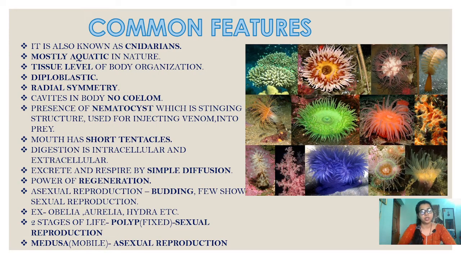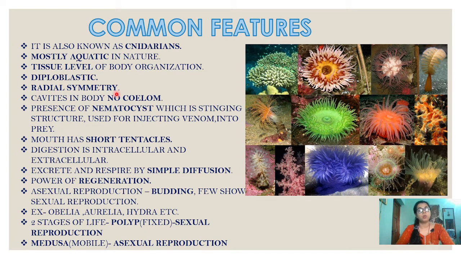What are the common features of phylum Coelenterata? Coelenterata are also known as cnidarians and they are aquatic in nature. As we have discussed, Porifera were also aquatic creatures. These invertebrates are mostly aquatic and have a tissue level of body organization, that is, their body is made up of tissues only, and they are diploblastic in nature. In the last video we also discussed that Poriferas were diploblastic, that is, mesoderm was absent, only endoderm and ectoderm were present, and they have radial symmetry.